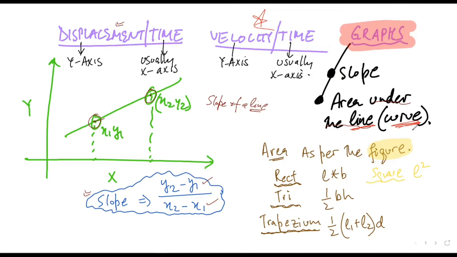Yeah. Now, before I start this, I'll just refresh the basic area formulas, because I've seen students don't even remember this. So just 30 seconds on the area. The area of a rectangle is length into breadth. The area of a triangle is half base into height. The area of a trapezium is half L1 plus L2 multiplied by D. What is the meaning of D? If this is a trapezium, this is L1, this is L2. L1 and L2 are the lengths of the parallel sides of a trapezium, and D is the distance between the two parallel lines.